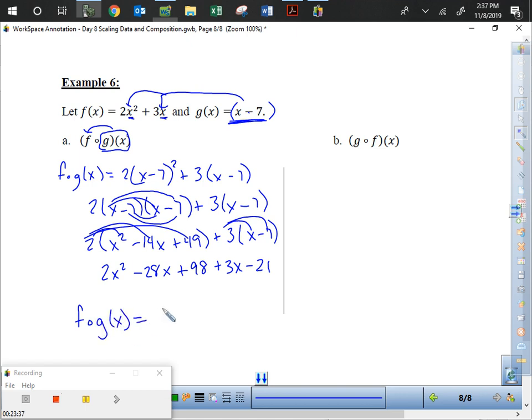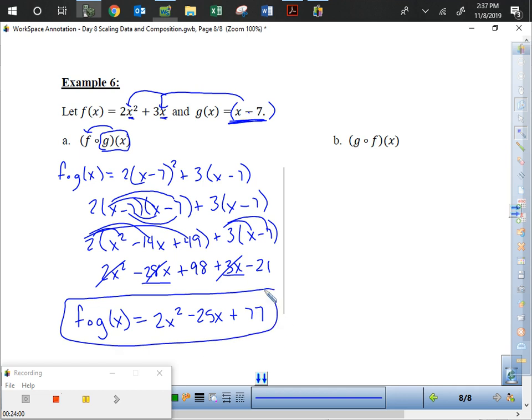But we can go ahead and simplify. There's only one squared term, so you only have to write that once. That's gone. Then we're going to combine these ones. We've got negative 28 and positive 3, so negative 25x. Those are done. And then we're taking 98 and subtracting 21, so that's a positive 77. And that will be our final answer.